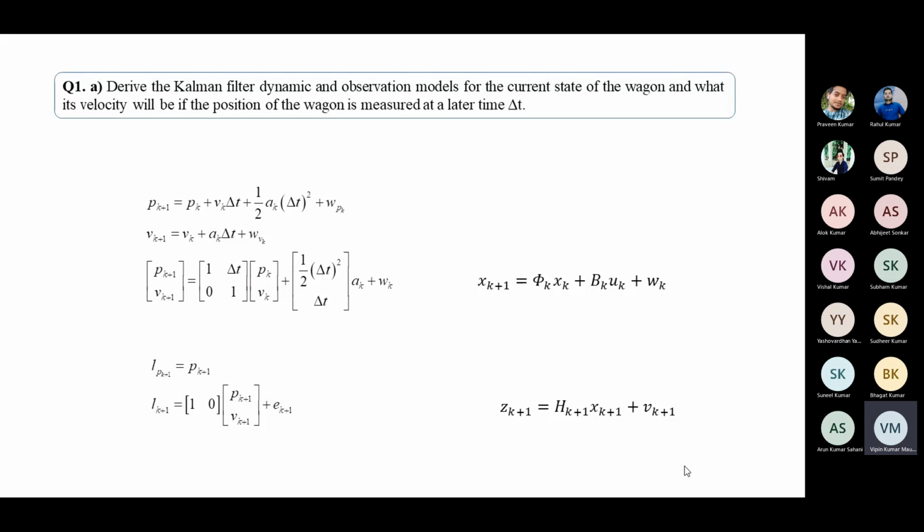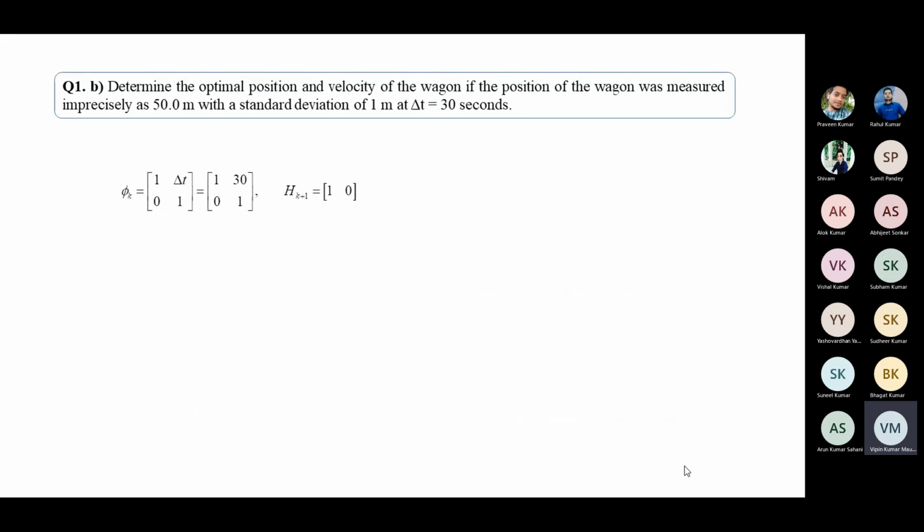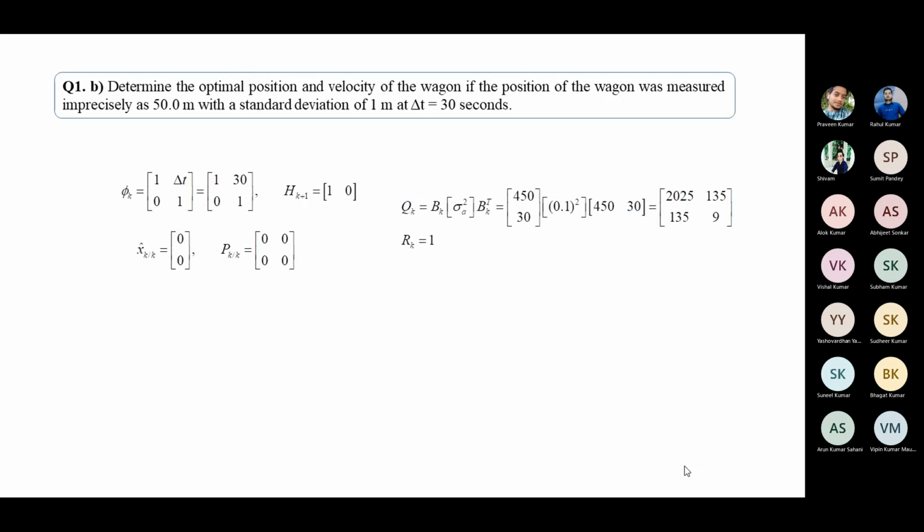So let's extract these values. Φk was [1, delta t; 0, 1]. Now we know the value of delta t, which is given in question 1B. It is 30. As the design matrix, we have [1, 0]. As told in question 1A, initially it was stationary, so position was 0. And we are starting with the covariance matrix of 0.